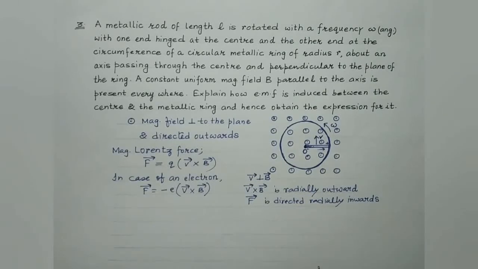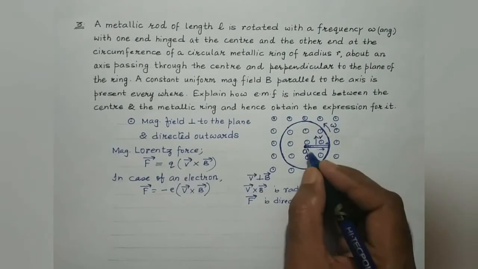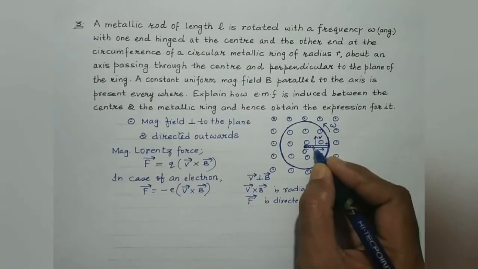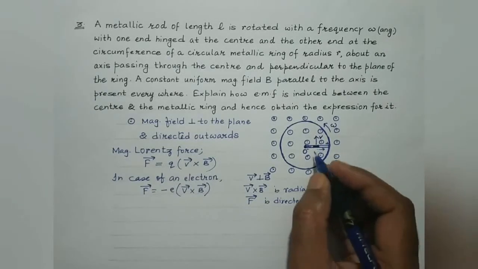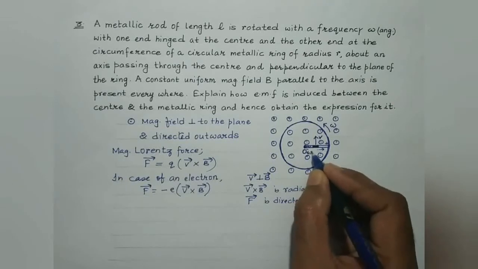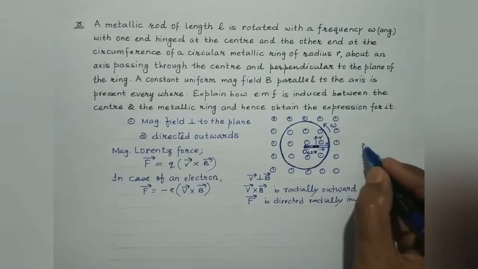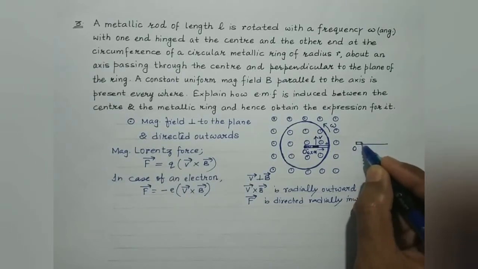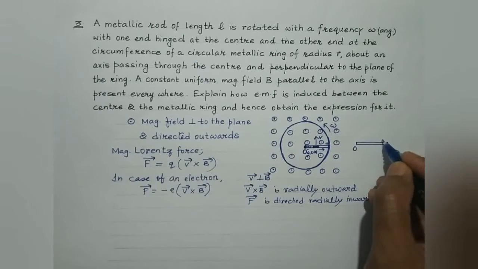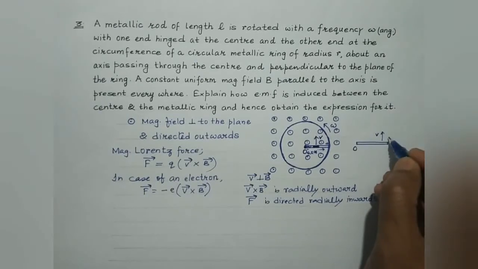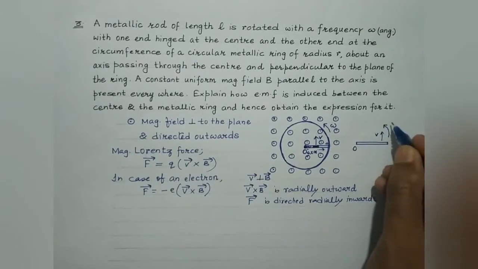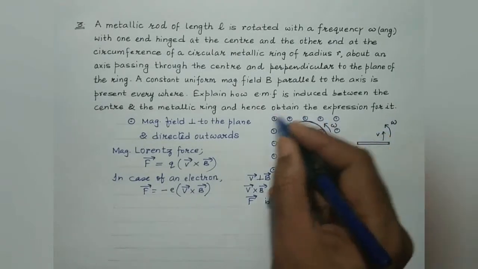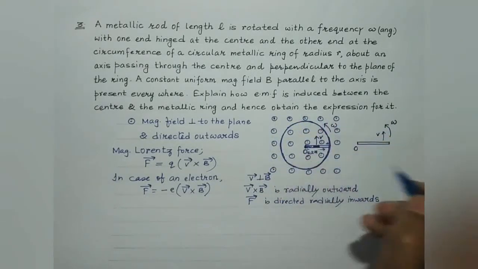Now let's find out an expression for it. Let us consider a small portion over here. Let its distance from the center be x. I am drawing this diagram over here. This is the center of the rod. This is the rod, suppose, and this is the linear velocity, and it is being rotated in the anti-clockwise direction with angular speed omega under the influence of this uniform outward magnetic field.